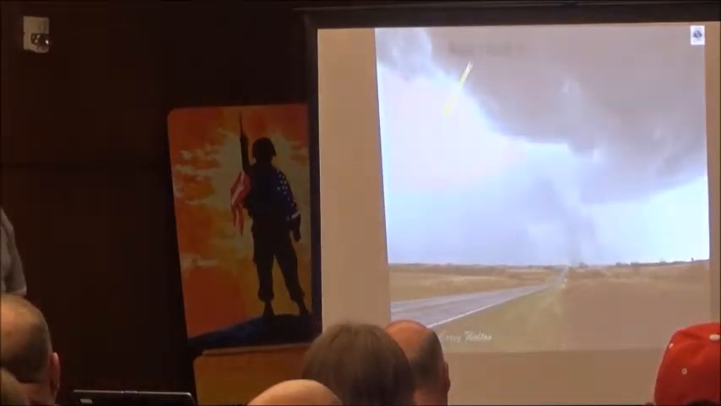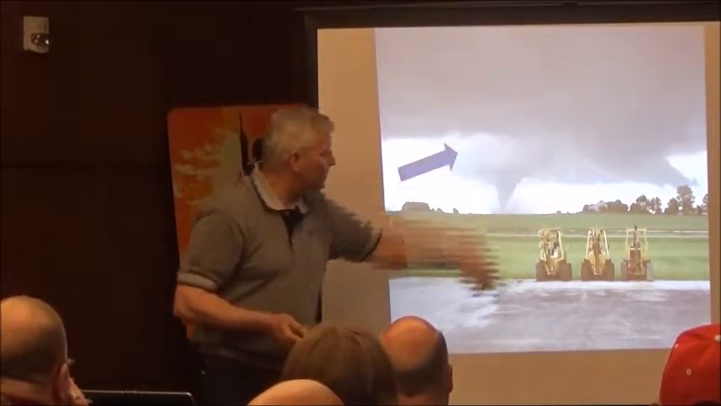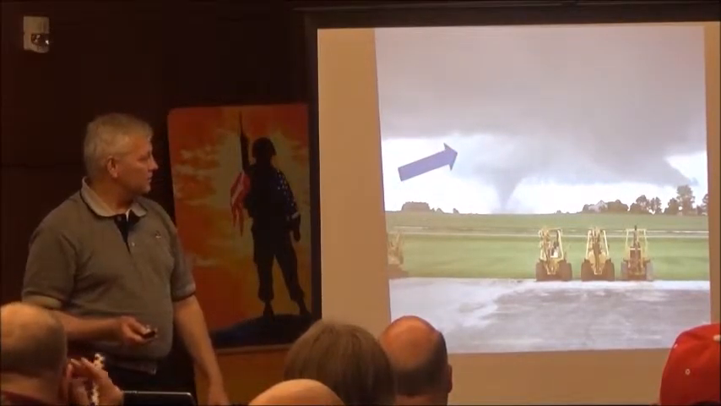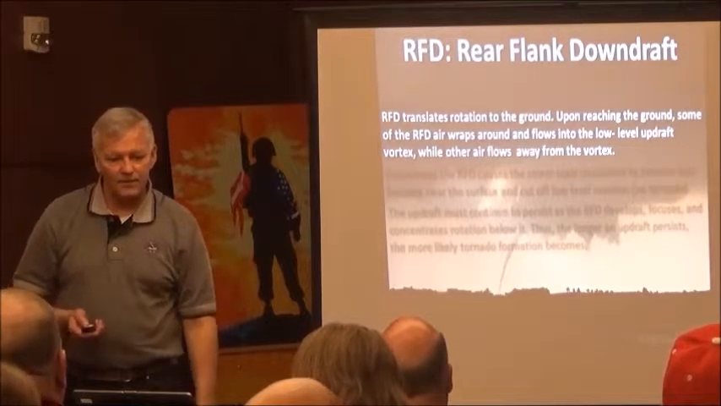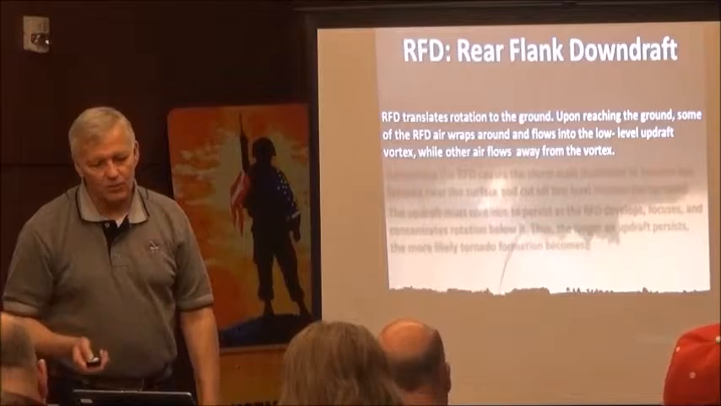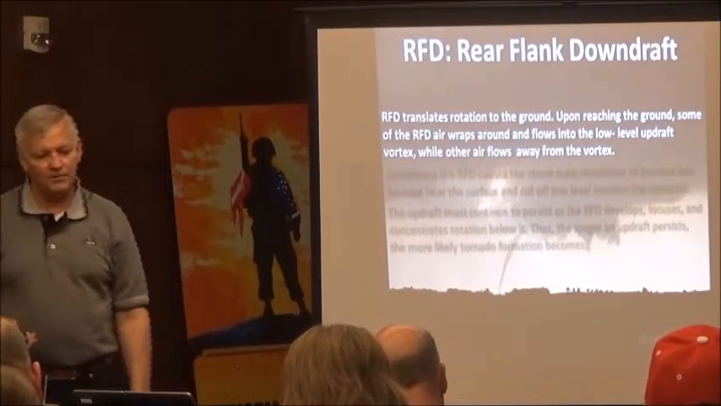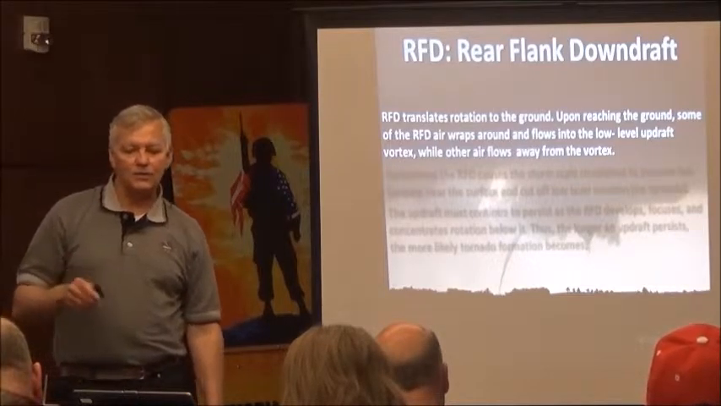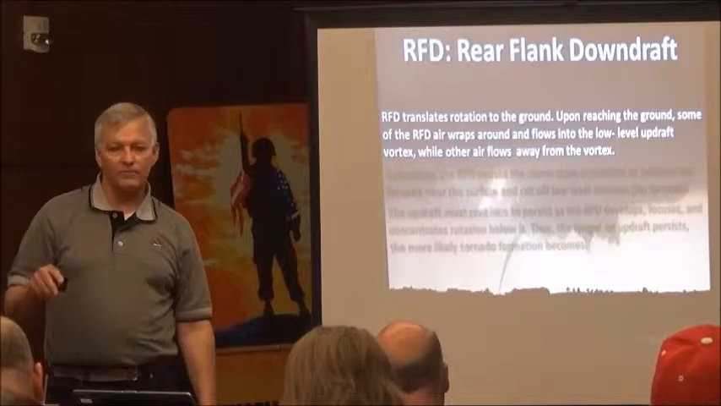Okay, so there's your RFD once again. Here it is again. Here you can see it's brighter here. Wall cloud tail over to the right, to the northeast. All right, so in summary, the RFD translates the rotation to the ground. Upon reaching the ground, some of the RFD flows around and into the low-level updraft vortex, while other air flows away from the vortex.